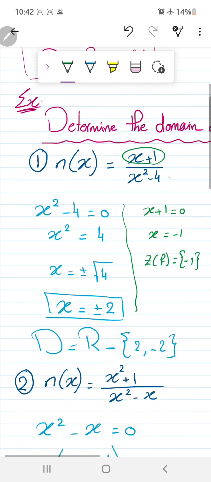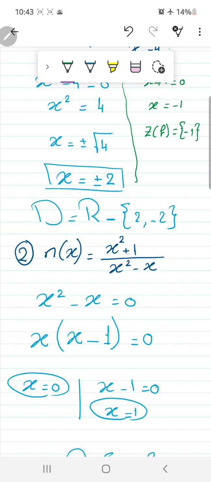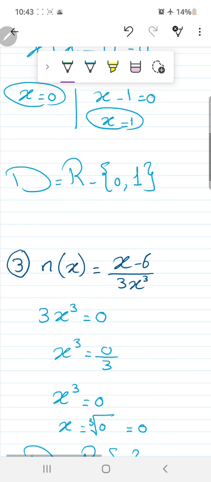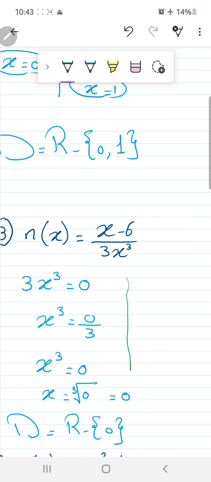Another example here. X power 2 plus 1 equals 0. Here the set of zeros is empty. Here, x minus 6 equals 0. So put x minus 6 equals 0, so x here equals 6. So the set of zeros of f here equals 6.